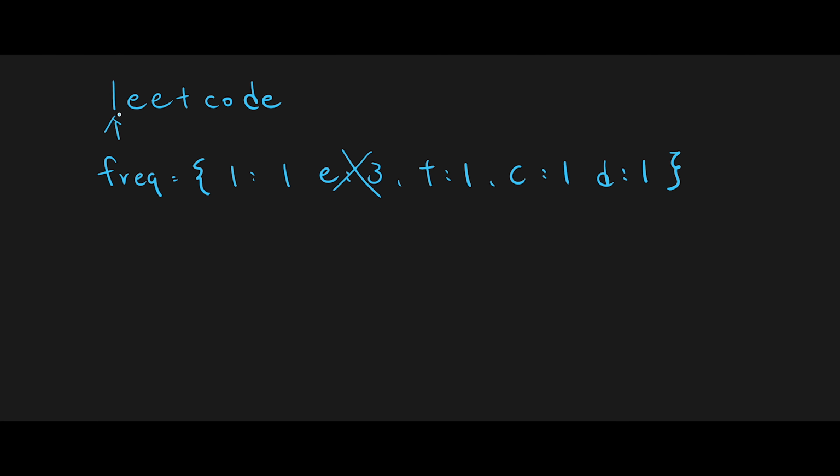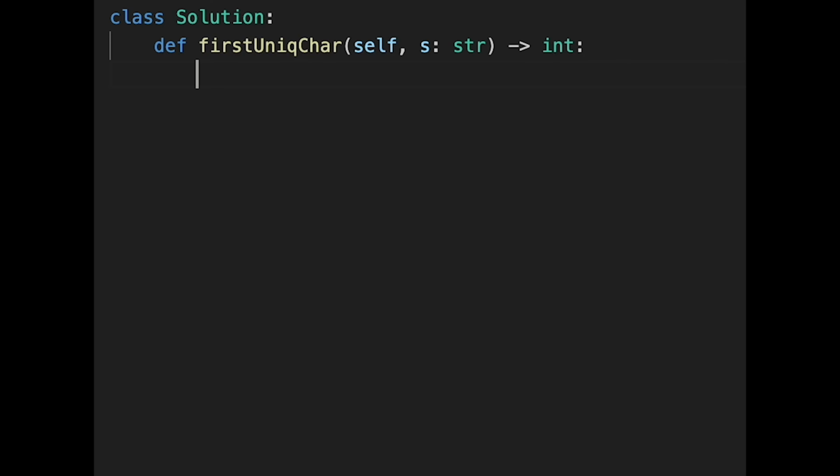And first of all, L. Yeah, actually, L is only one time. So that means L is the first unique character, right? So that's why we should return the current index number. So that means 0. Okay, so let's write the code.